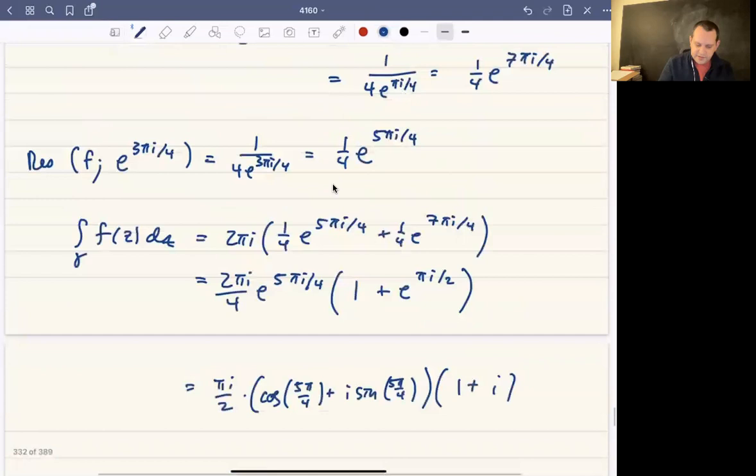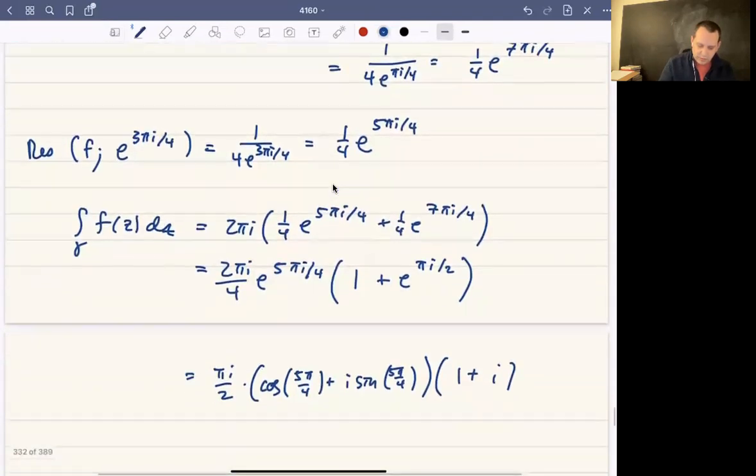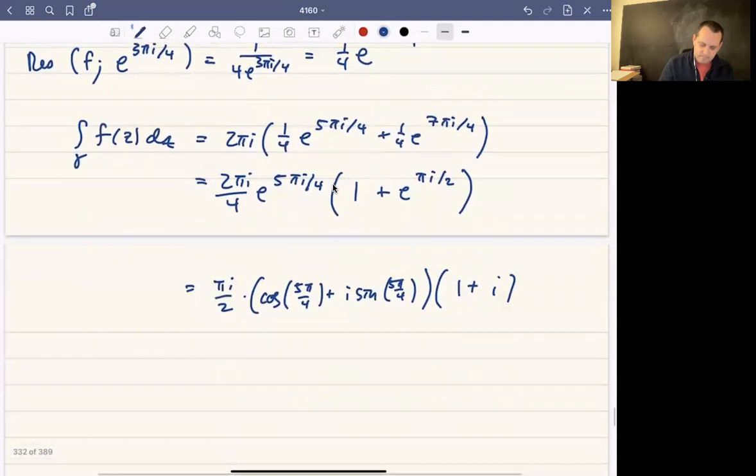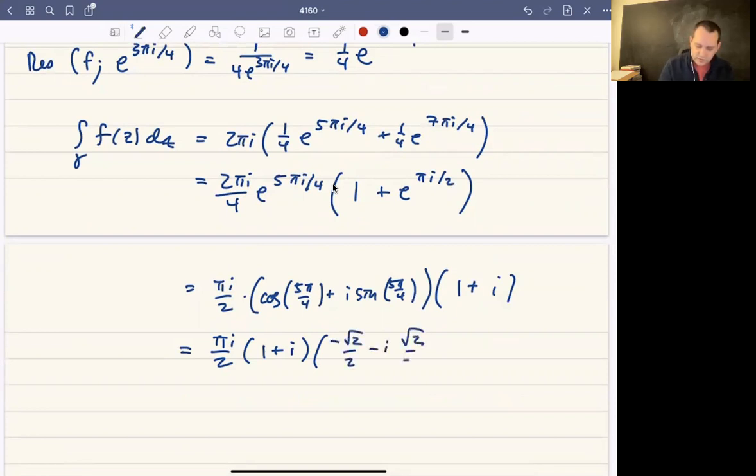I inadvertently made our lives difficult by simplifying what we had. So this is going to be pi i over 2 times 1 plus i times cosine of 5 pi over 4. Now I'm quite unhappy with this. Anyways, we'll see where it takes us. So this is going to be negative square root of 2 over 2 minus i times square root of 2 over 2. We can certainly factor out the square root of 2 over 2 bit. And then we're going to be left with 1 plus i times negative 1 minus i.